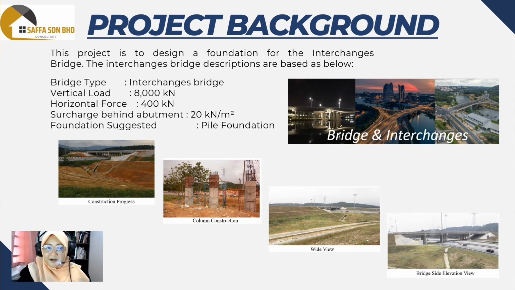Next, project background. This project is to design a foundation for the interchange bridge. Bridge description: vertical load 8,000 kN, horizontal force 400 kN, surcharge behind abutment 20 kN per square meter. Foundation suggestion. This is a picture of the construction project, column construction, wide view and right side elevation view.